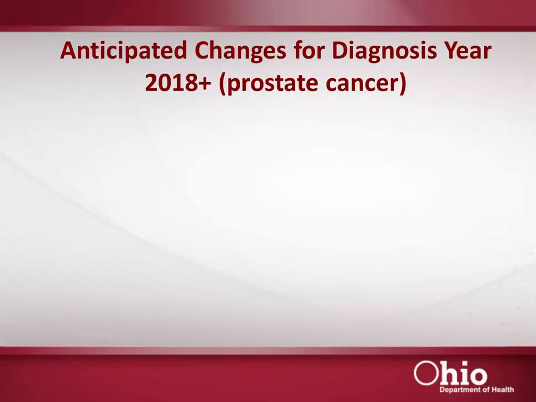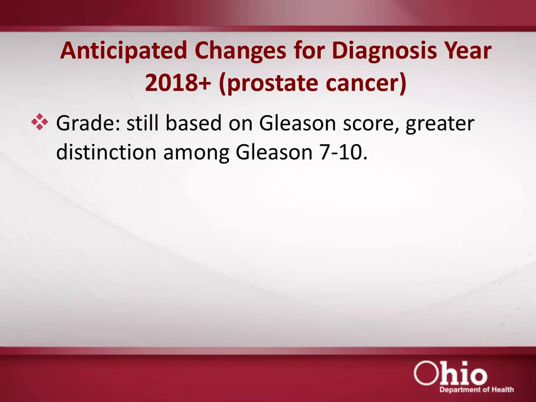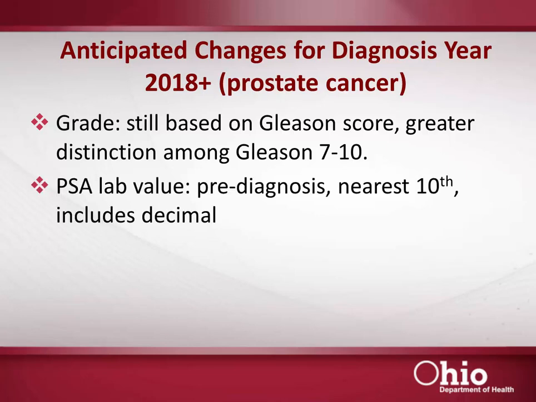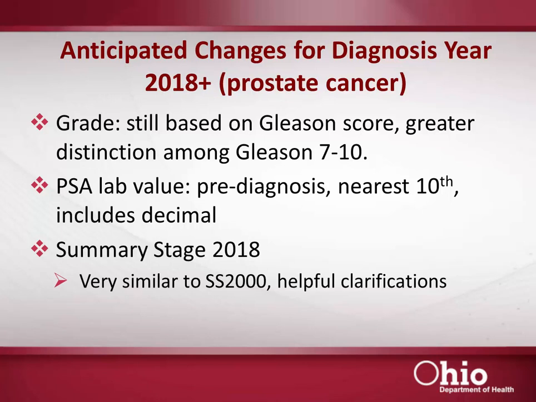Here is a summary of the anticipated changes for diagnosis year 2018 and later for prostate cancer. First, there will be a new grade data field that will continue to be based on Gleason score, but it gives a greater distinction among Gleason scores 7 through 10. There will be a new data field dedicated just to collecting pre-diagnosis PSA lab value, and it will include a decimal in the field. Summary Stage 2018 is very similar to SEER Summary Stage 2000, but with helpful clarifications added.